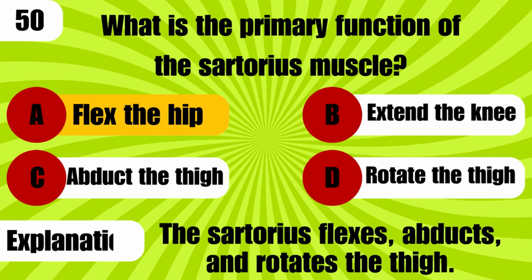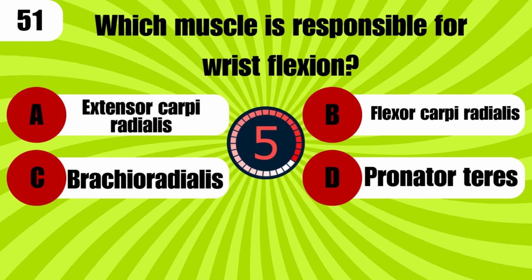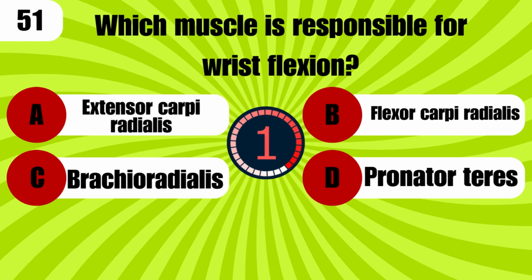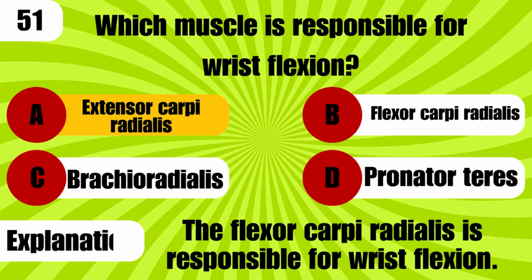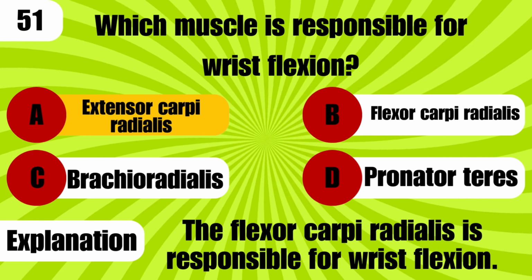Which muscle is responsible for wrist flexion? Extensor carpi radialis, flexor carpi radialis, brachioradialis, pronator teres. The right answer is extensor carpi radialis. The flexor carpi radialis is responsible for wrist flexion.